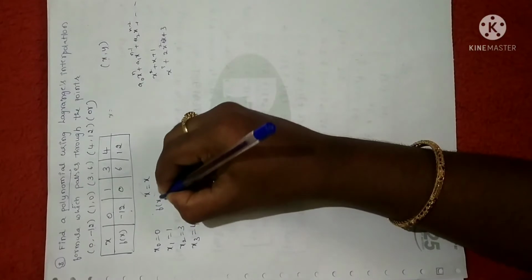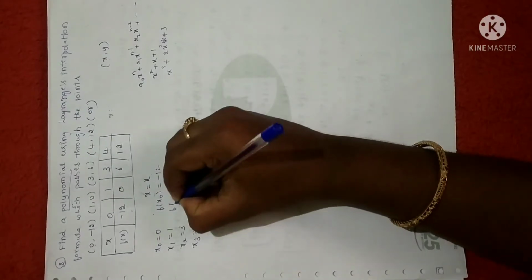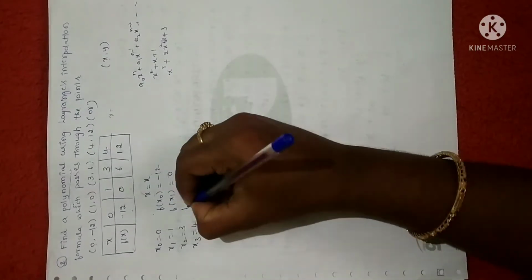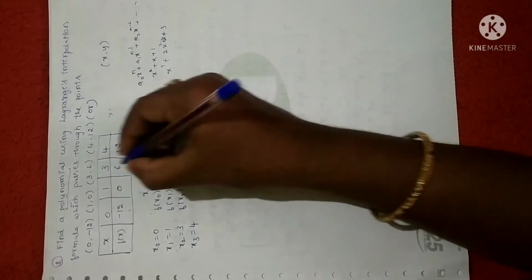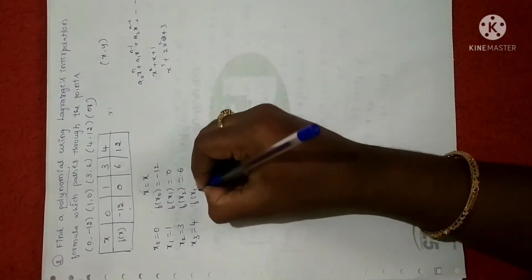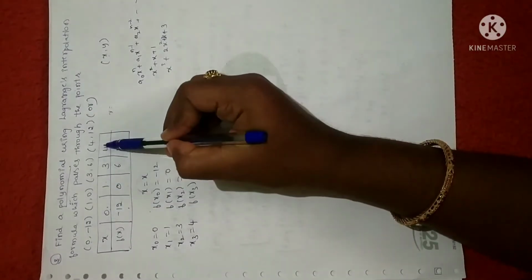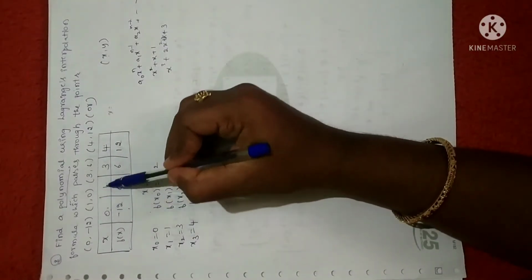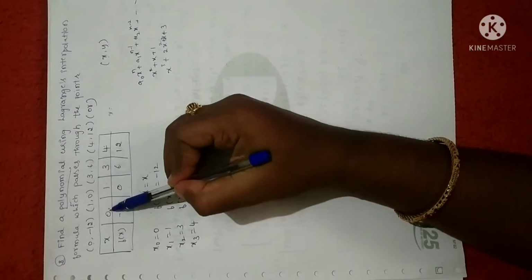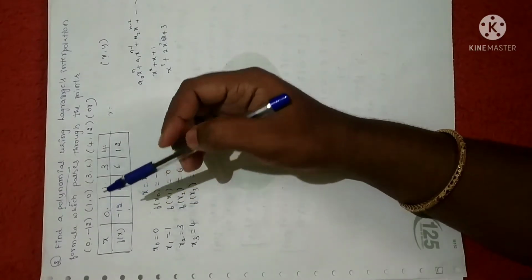Now f of x naught value is minus 12. f of x1 value is 0. f of x2 value is 6. f of x3 value is 12. Fine. Now how many points are given? 1, 2, 3, 4. 4 points are given, that is x naught to x3. So when 4 points are given, you have to write the 4-point formula. That is the Lagrange 4-point formula.